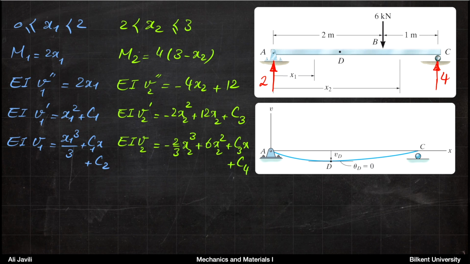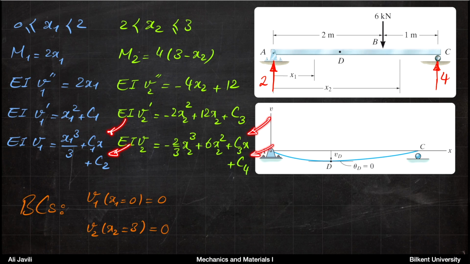What you need to do is to compute the constants. But if you look at the constants, you have two unknowns on the left part, two more unknowns on the right part. If we look at the boundary conditions, well, the boundary conditions are simple here. The deflection at A is 0, the deflection at C is 0. So you got two conditions. But we need 4 conditions in order to calculate the constants, because we have 4 of them.